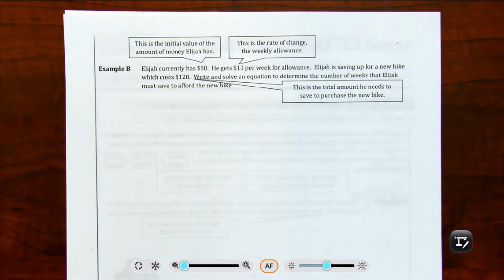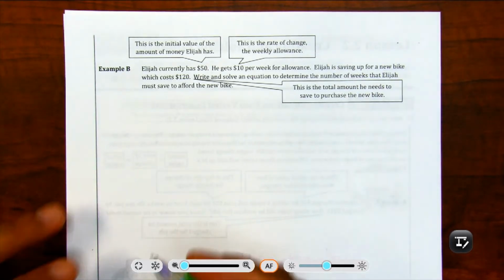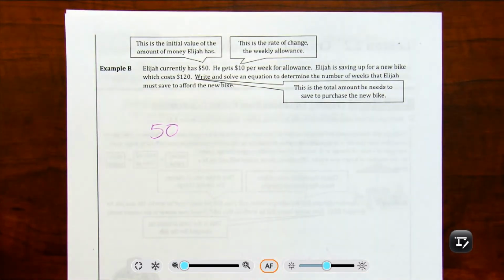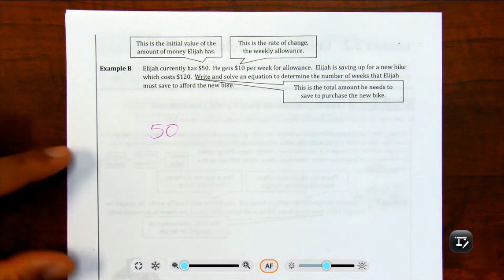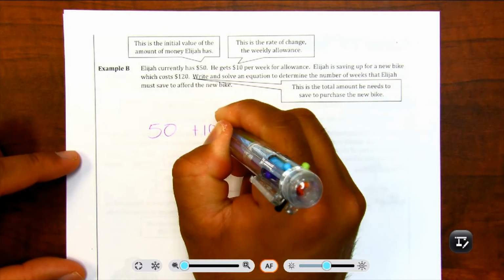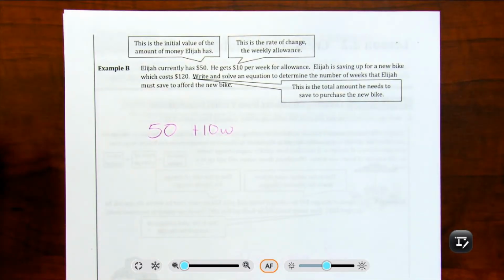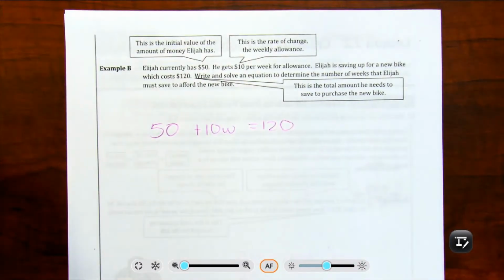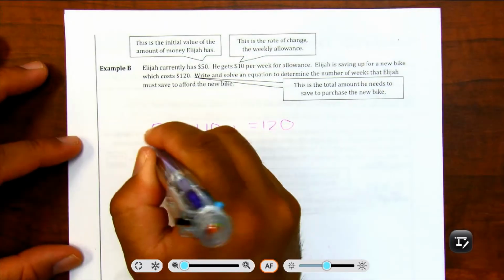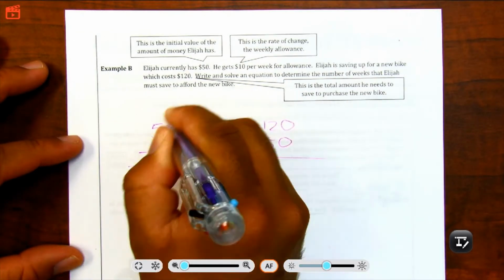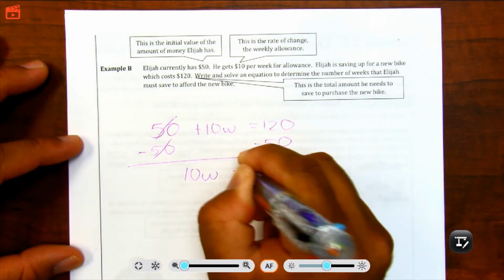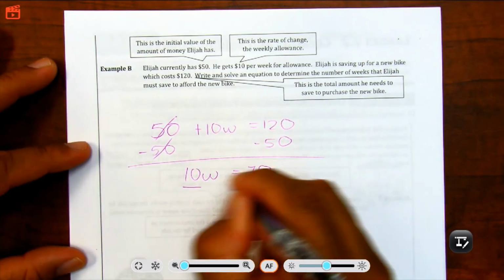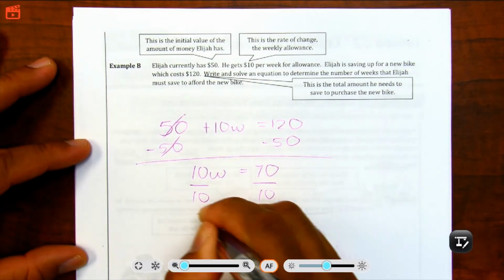So initial value is 50. So let's write that down. He gets $10 per week for his allowance. So we're going to put a plus 10, and I'm going to use W for weeks. And the cost of the bike is $120. So the first step would be to subtract 50 from both sides. I have 10W is equal to 70. Divide both sides by 10. And W is equal to 7.